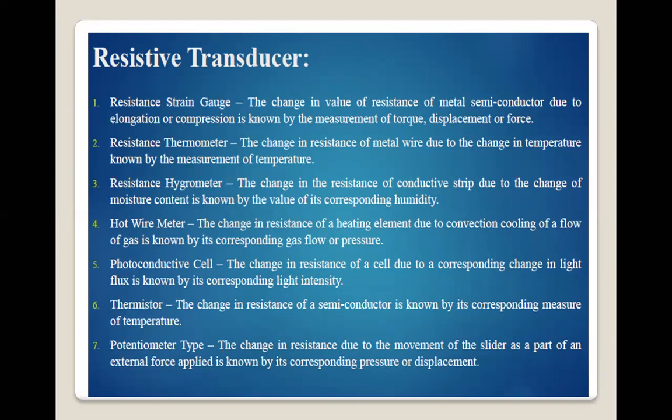That means there is one wire or cable. If you want to measure the displacement, the wire moves, and if the wire moves in the direction of the displacement, there is a change in the length of the conductor. That indicates a change in the resistance, because resistance is equal to rho into L by A, where L is the length of the conductor. So in this way, using a potentiometer, you can measure the displacement or pressure of any device.